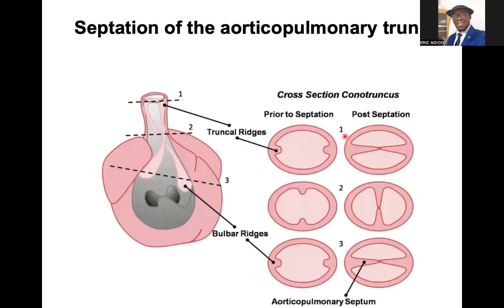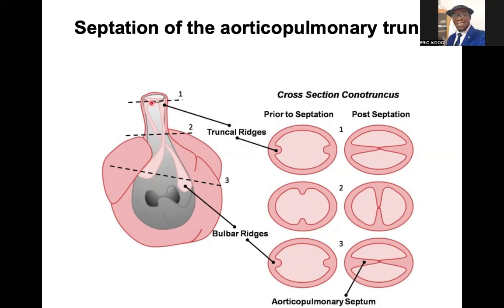So let's see how the conotruncal region is septated or divided. Remember, the heart tubes joined, they canalize and form just a single tube. However, that single tube has to be divided or partitioned. So this region where you have the truncus arteriosus is supposed to be divided into two to form the aorta and then a pulmonary trunk. How is that going to be possible? It's going to be possible by the presence of these endocardial cushions from the neural crest cells.